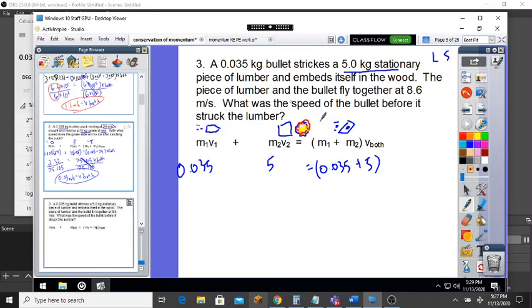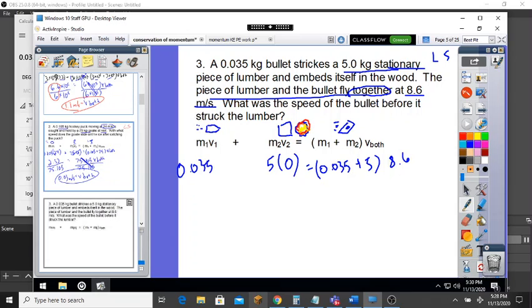It says here, that's why you have to read these problems, because you have to plug in the numbers in the correct spot. So here it says the piece of lumber and the bullet fly together 8.6 meters per second. So that actually goes right here. 8.6. They're both moving, right? So what is the speed of the bullet before it struck the lumber? So notice the piece of lumber wasn't moving, right? It was stationary. So we know the velocity of that guy right there, 0.